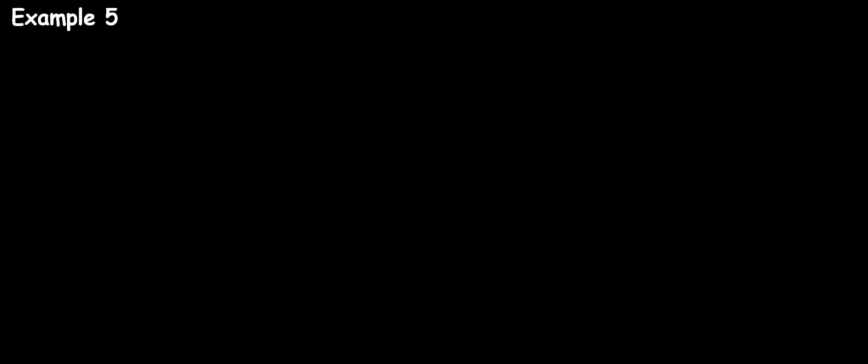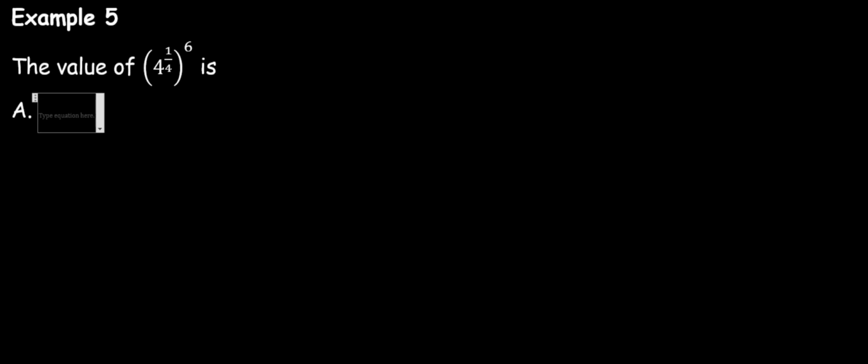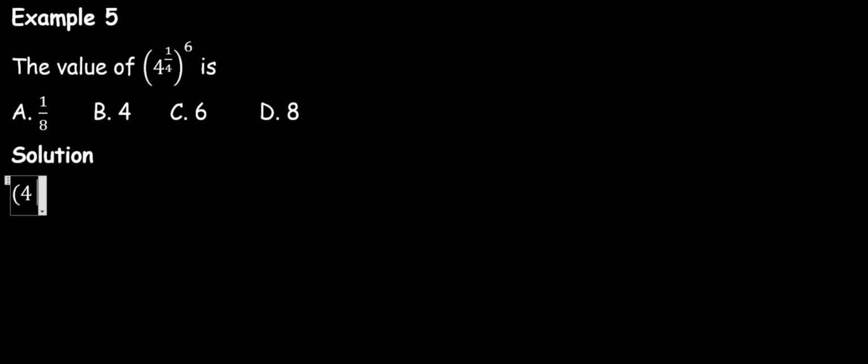Another example. The value of (4 raised to power 1/4) raised to power 6 is, the options. A, 1/8. B, 4. C, 6. D, 8. Solution. What this question simply means is that 4 raised to power 1/4, raised to power 6, is the same thing as 4 raised to power 6/4. And with that, we can simply reduce the powers to be the same as 4 raised to power 3/2. It is allowed. Powers can reduce to that.